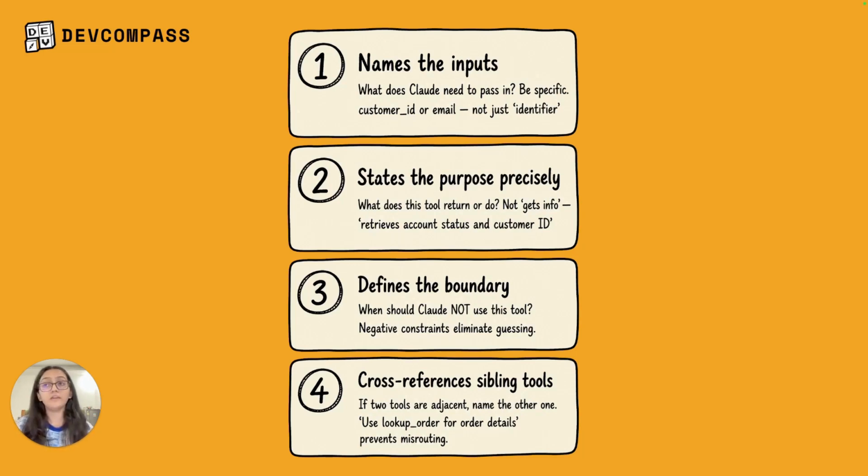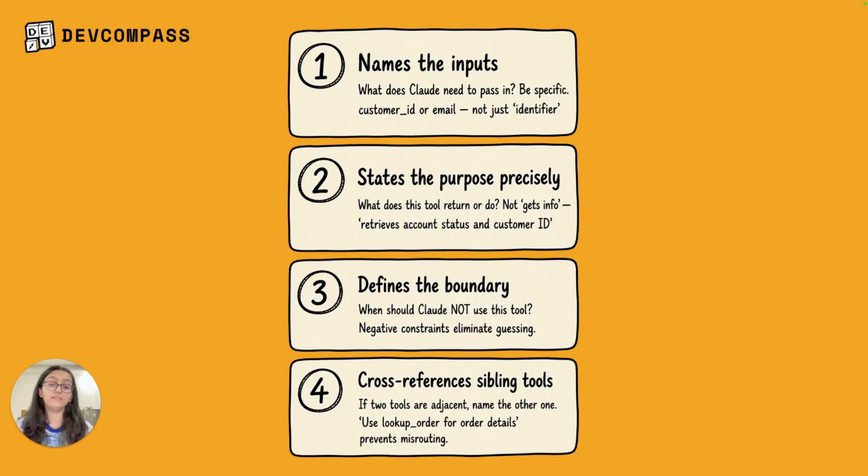Second, state the purpose precisely. "Get info" is not a purpose. It's noise. It's not enough information. "Retrieves account status and customer ID" is a purpose. Claude uses the purpose statement to decide whether this tool is the right one for the job at hand. If there is a vague purpose, it will force Claude to guess.